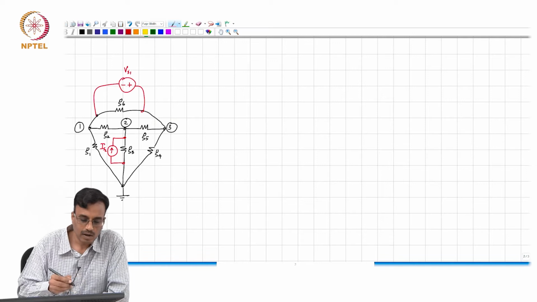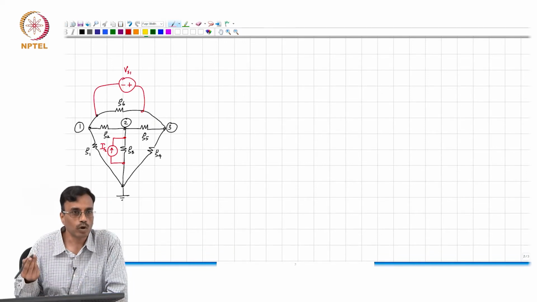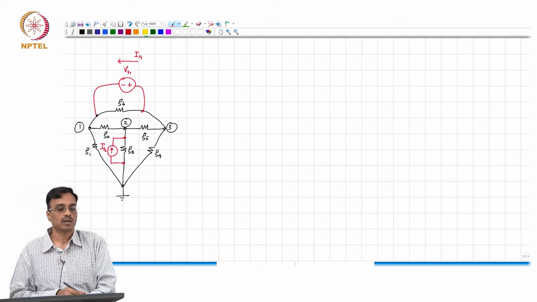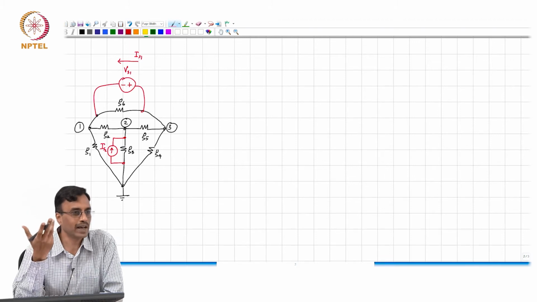Then I say, oh well, we do not know the current through the voltage source. So, it is an unknown and we assign an unknown current IS1 through the voltage source. And this is a voltage, and this unknown has to be determined just like any other unknown.